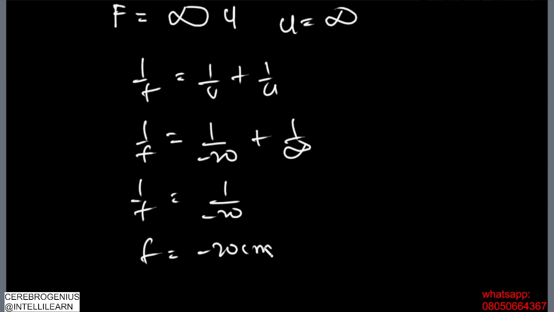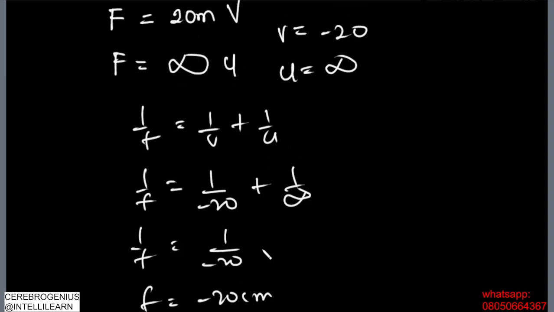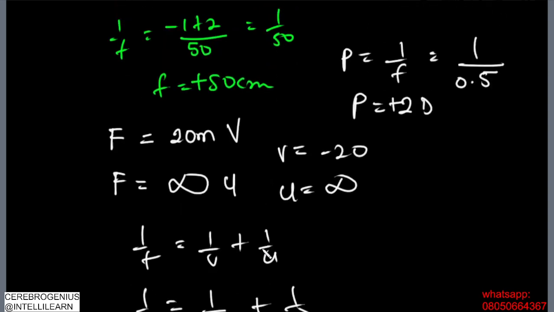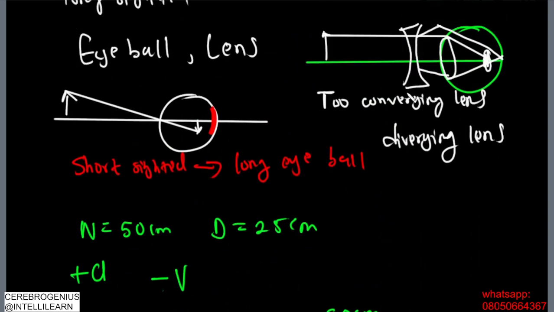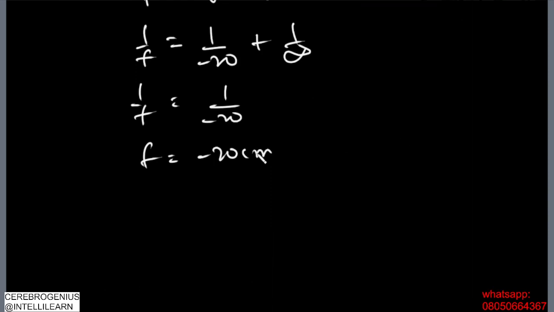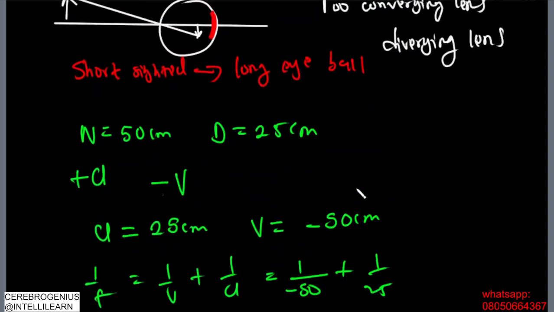So that means that you need a diverging lens to correct the defect of someone that is what? Short-sighted. You need a diverging lens, which is exactly what you wrote here, that we are going to need a diverging lens. So we have minus 20 centimeter. Now what about the power? The power is going to be 1 over minus, this is 0.2, so that's going to be what? Minus 5 diopter. So that's going to be our answer.